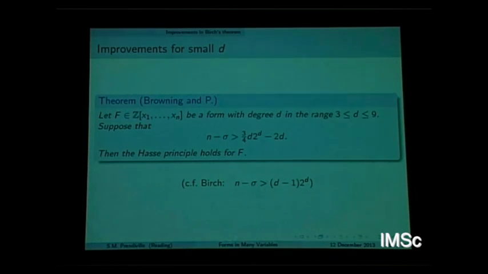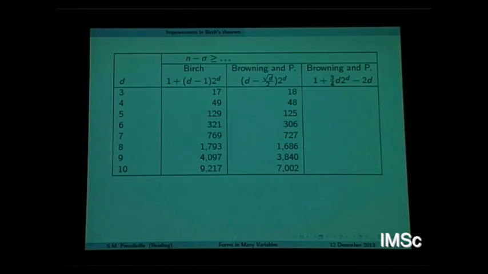So provided the degree is between 3 and 9, we can actually improve the first order term in Birch's theorem. So now our bound is about 75% of the size of Birch's bound. So we need 3/4 d 2^d minus a lower order term. Okay, so again, let's be concrete about it. Let's do our bookkeeping, see how well we've done.